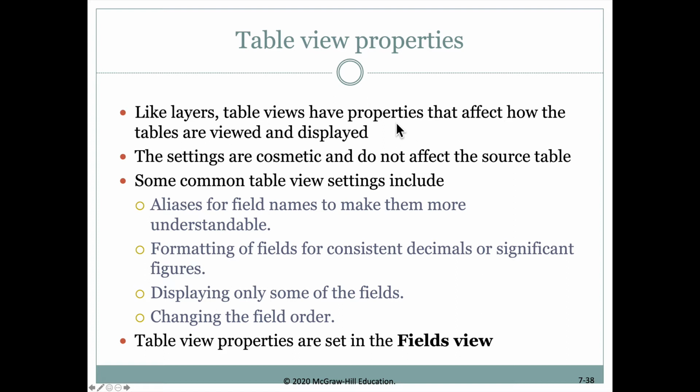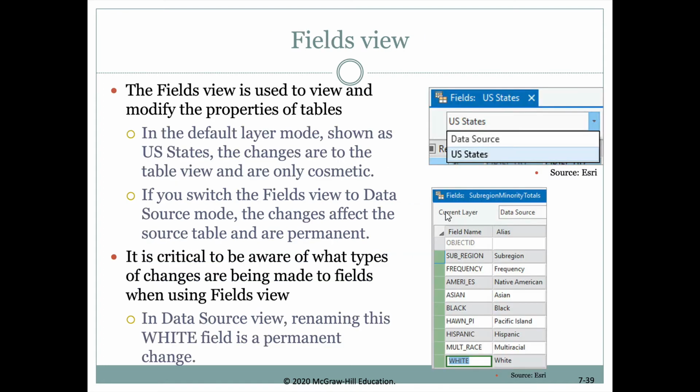So just like the layers, table views have properties that affect how the tables are viewed and displayed. The settings are cosmetic, so you don't have to worry too much about those. But some of the common ones are the alias for field names, the formatting of the field, displaying only some of the fields, or changing the field order. So all of these things will change what you're seeing, but they're not actually making permanent edits to the attribute table. If you want to actually change properties of the attribute tables, then you would go into the fields view.